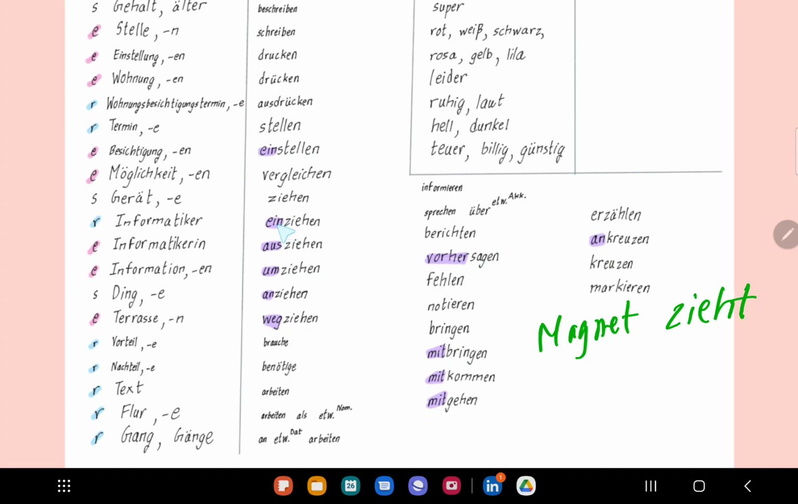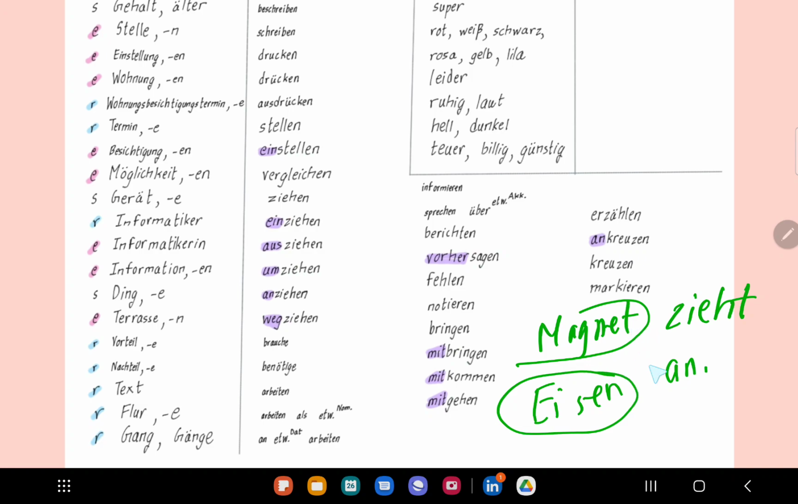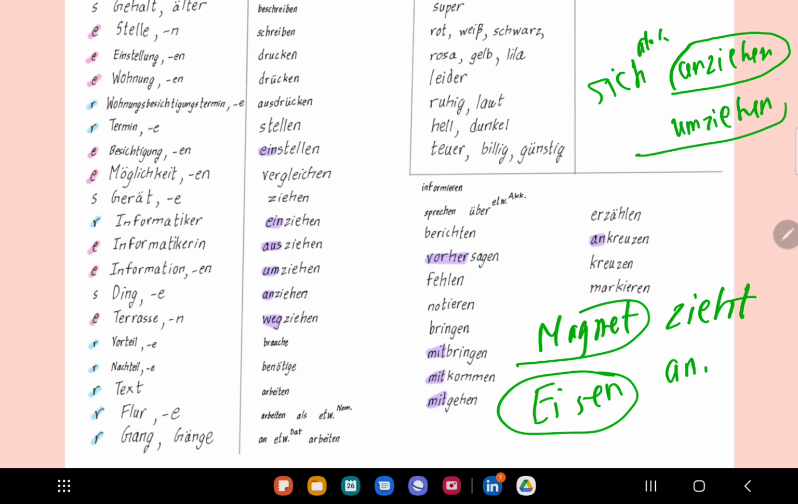Also, I have highlighted them in purple. That means these are prefixes and they are separable, meaning these are trennbare verbs. So Magnet zieht Eisen an, you should know what this means. Magnet is magnet, Eisen is iron. What I'm saying is that magnet attracts iron. So here anziehen means something completely different. But then you have sich anziehen, which means to get dressed. Sich umziehen will be to change clothes. Sich anziehen will be to wear something. Then you have wegziehen, it means to move away.